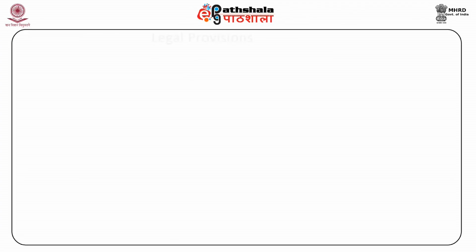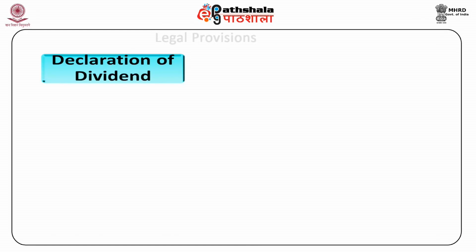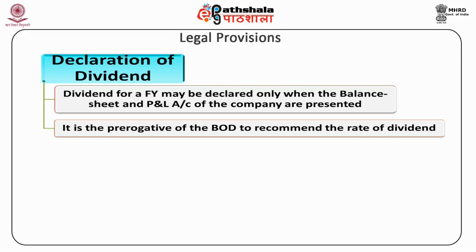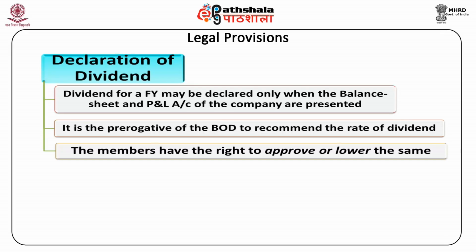The legal provisions regarding declaration of dividend are: A. Dividend for a financial year may be declared only when the balance sheet and profit and loss account of the company are presented to the shareholders at the annual general meeting. B. It is the prerogative of the board of directors to recommend the rate of dividend to be distributed. C. The members have the right to approve or lower the same, but in no case shareholders can increase the amount of dividend recommended by the board.